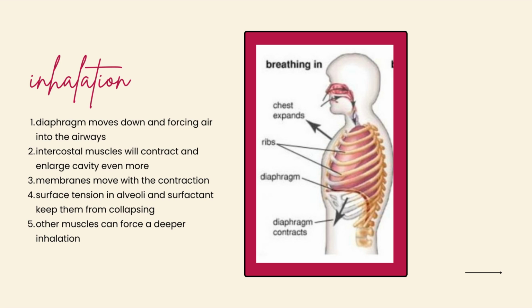As you can see in the image, our diaphragm will move down and force the air into the airways. The intercostal muscles will then contract and enlarge the cavity even more, and the membranes will move with the contraction. There is surface tension in the alveoli, and the surfactants will keep them from collapsing. The other muscles can force a deeper inhalation.